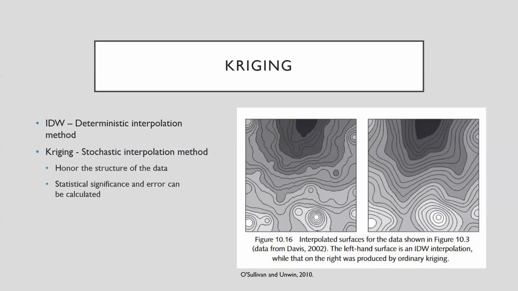The maps on the screen show an example of data that has been spatially interpolated using IDW, which is on the left, and ordinary kriging, which is on the right.